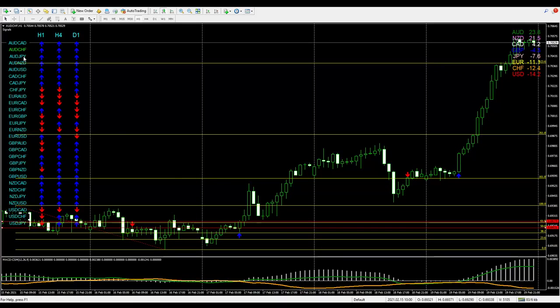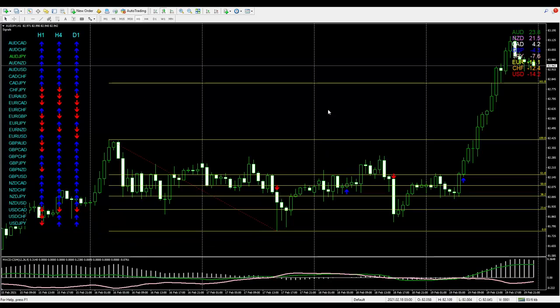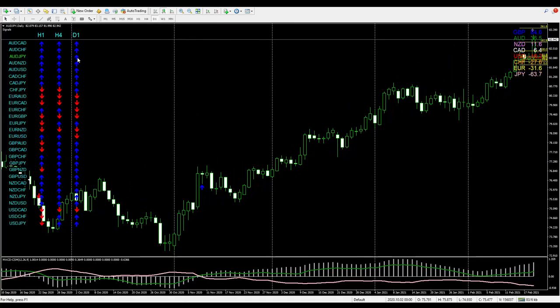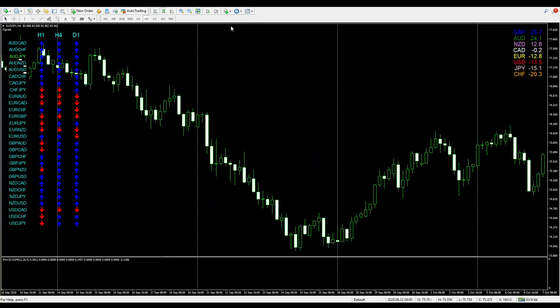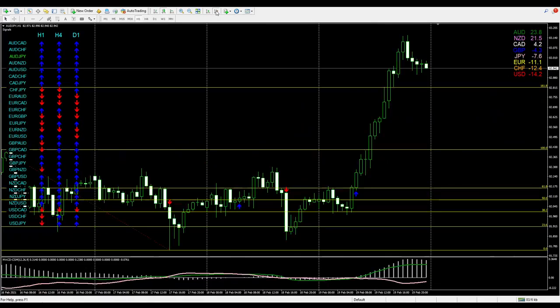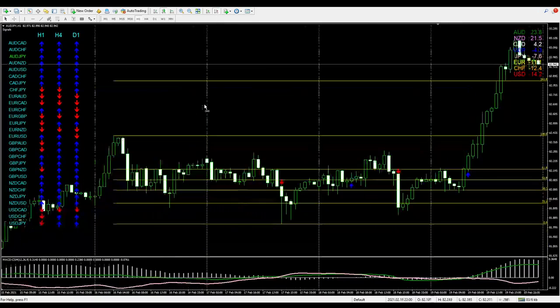So the next one is AUD JPY. I've already plotted the Fibonacci for AUD JPY, and as usual, the general trend for D1 is buy. This means that we would only be taking buy signals. The same as H4, it's a buy since 2 weeks ago. And for H1, we would only be looking for buy signals.